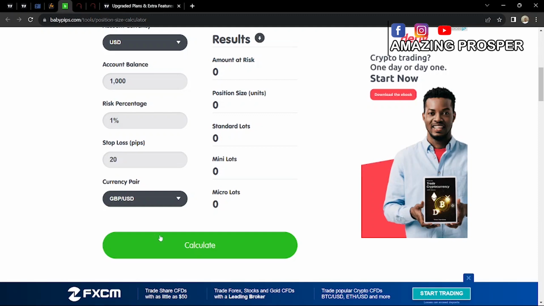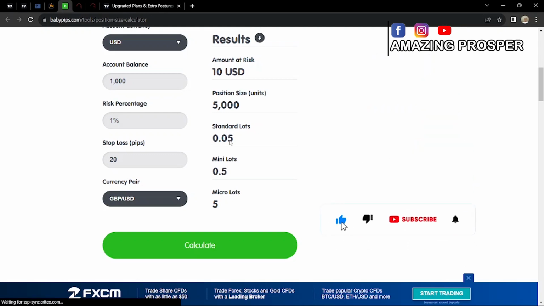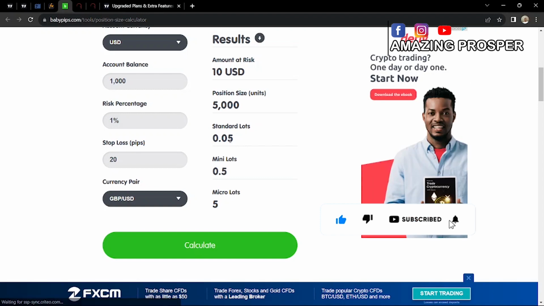These things that I've put here will determine the lot size that I will use. So let's calculate. Click calculate. You see, the amount at risk is $10, and the position size is 5,000 units. So what you have is standard lots 0.05. This means you're going to use a standard lot of 0.05 to get in on a trade.